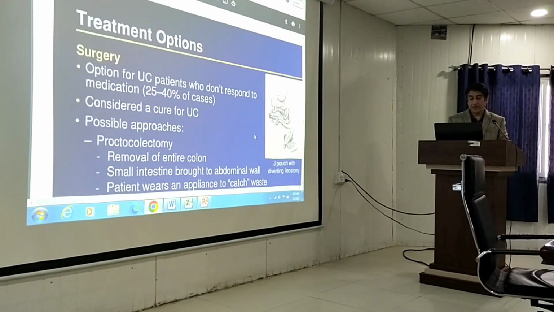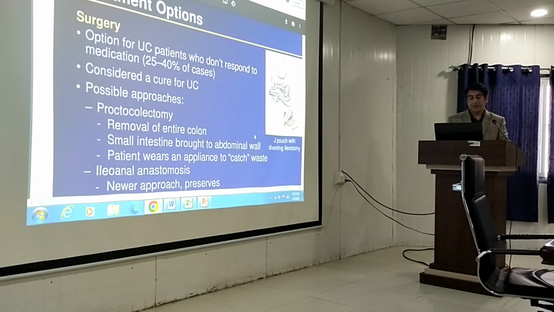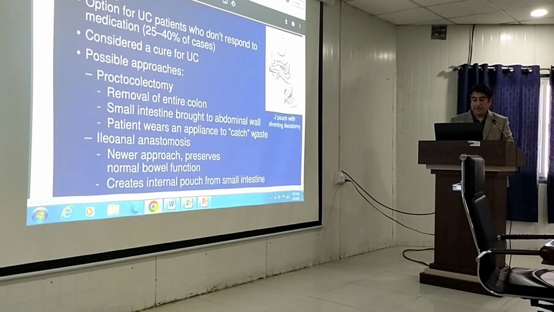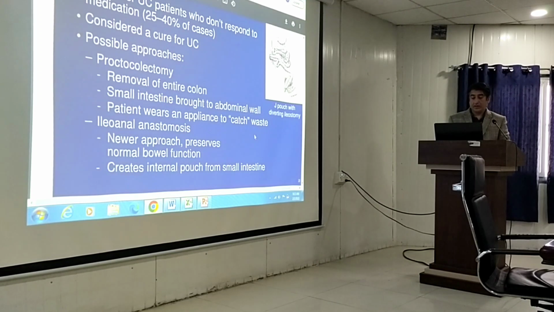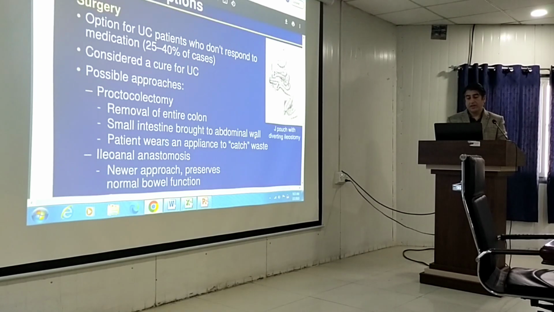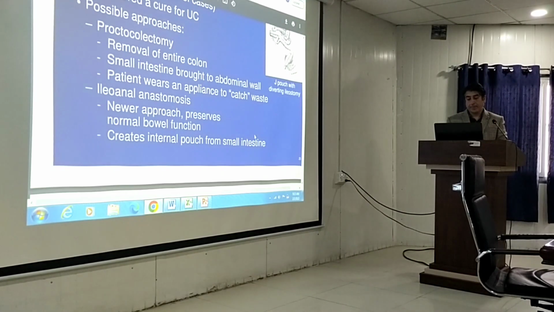Consider a cure for ulcerative colitis. Possible approaches, we have the proctocolectomy, removal of the entire colon, small intestine brought to the abdominal wall. Patient wears an appliance to catch waste. J-pouch, ileoanal anastomosis, is a newer approach that preserves normal bowel function and creates an intestinal pouch. So these are basically surgical options for the 25 to 30% of the patients who ultimately land with the surgeons.